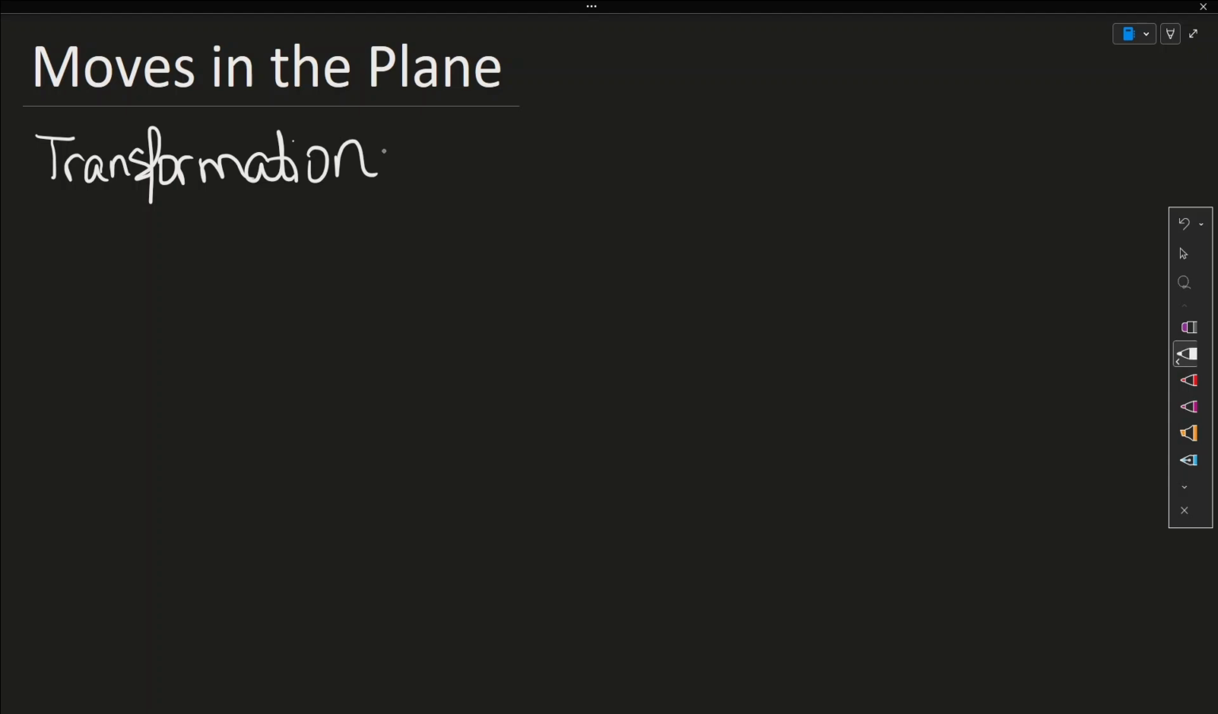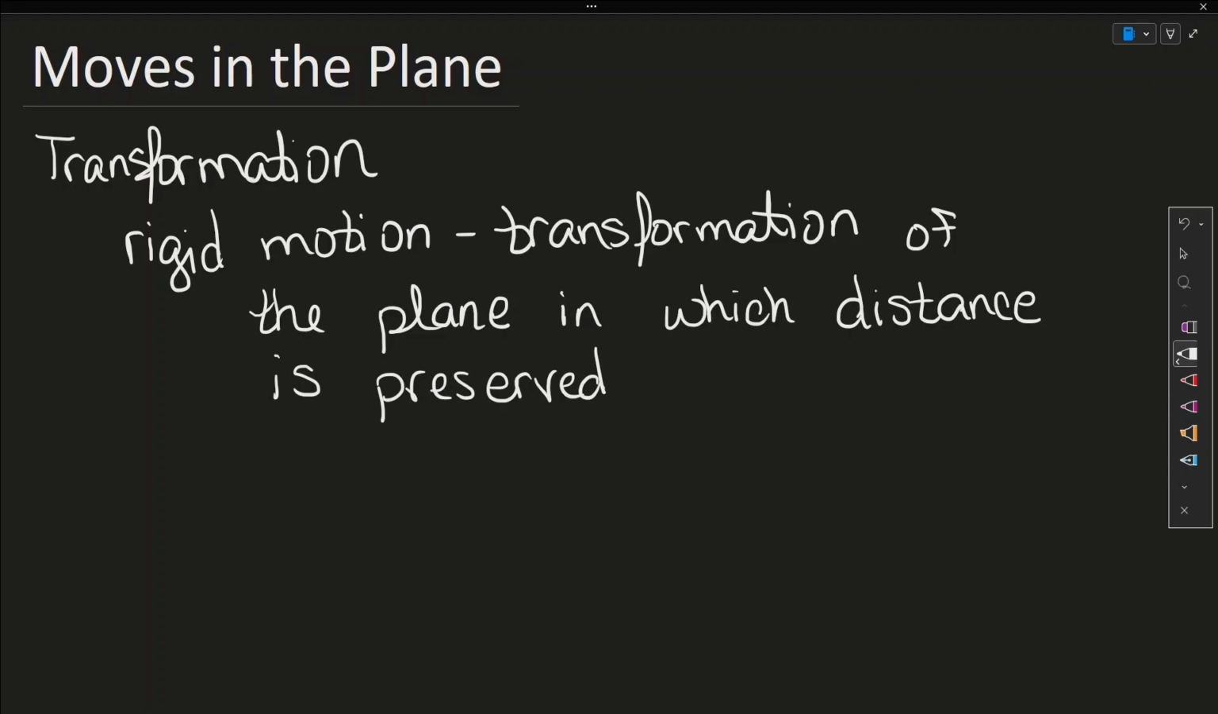In this lesson, we are going to focus especially on transformations that do not stretch or distort the figure. These are called rigid motions. A rigid motion is a transformation of the plane in which distance is preserved. That means if two points were a certain distance apart before the motion, they are still that same distance apart after the motion. That is a very important idea.